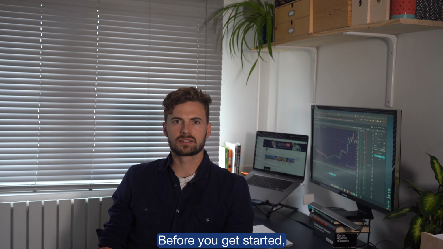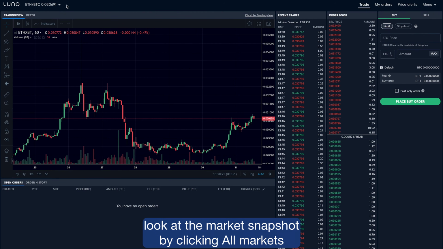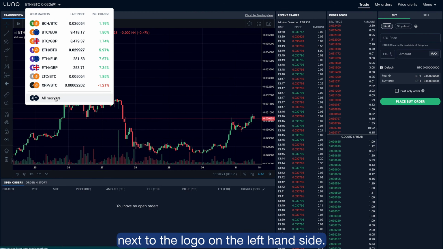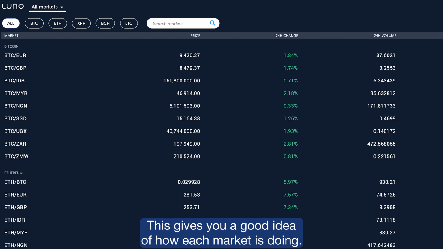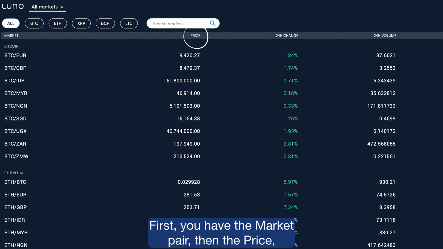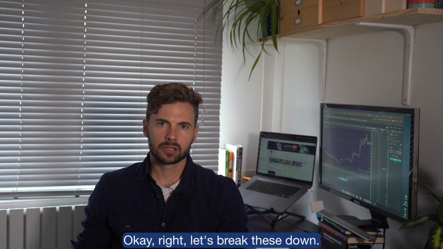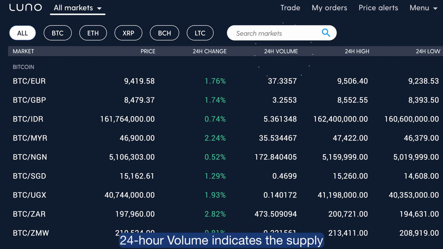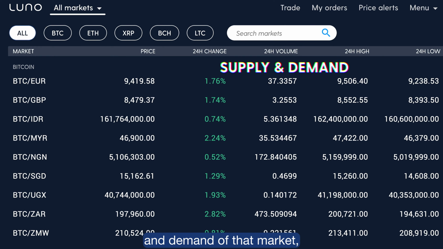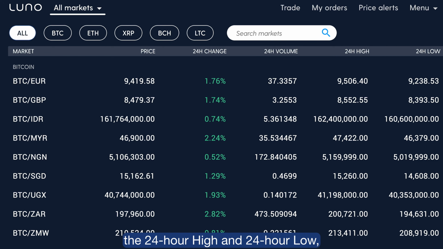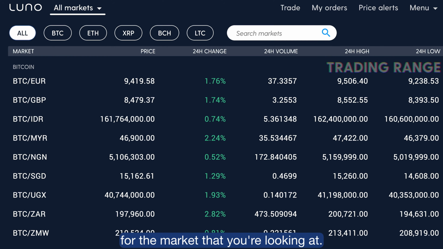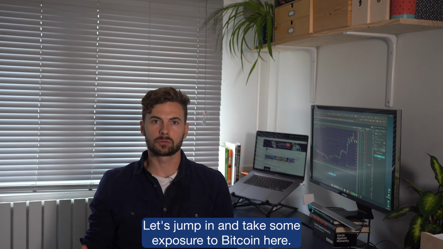Before you get started, look at the market snapshot by clicking all markets next to the logo on the left-hand side. This gives you a good idea of how each market is doing. First you have the market pair, then the price, the 24-hour change, and finally the 24-hour volume. Okay, let's break these down. 24-hour volume indicates the supply and demand of that market. The 24-hour high and 24-hour low give you an idea of the trading range for the market that you're looking at. Let's jump in and take some exposure to Bitcoin here.